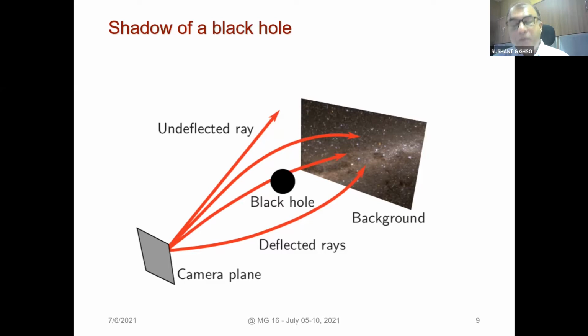The intrinsic shape we'll see of the black hole, the shadow, depends on the geometry of the space-time. The boundary which separates the trapped photons from those that escape is called the photon sphere.